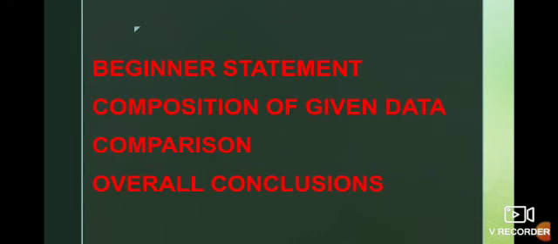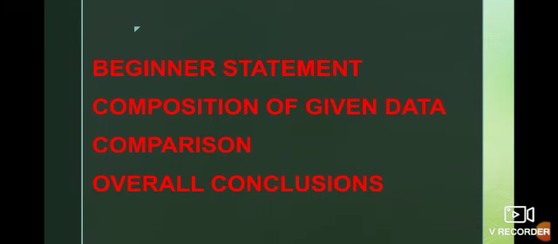When you take a pie chart, you have to take care of 4 different things: beginner statement, composition of given data, comparison, and overall conclusions. When you talk about the beginner statement, when you read the question, you can immediately start that beginner statement using or getting the ideas from the question. That is what we call the beginner statement.